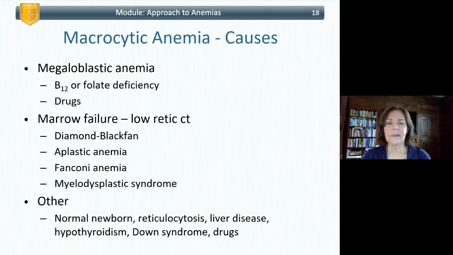Other causes of macrocytic anemia: it's commonly seen in normal newborn CBCs. If you have reticulocytosis due to a hemolytic anemia or recovery from blood loss, reticulocytes are immature red blood cells that are very large, and so that'll skew the MCV to being elevated. Liver disease also makes the red cells large. Hypothyroidism. Those children with trisomy 21 will have high MCVs, as well as medications, medications unrelated to B12 or folate deficiency.